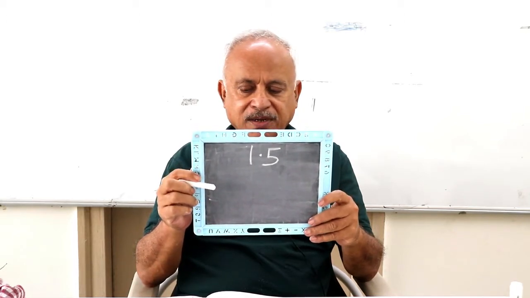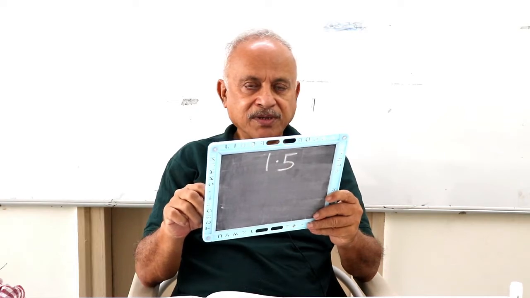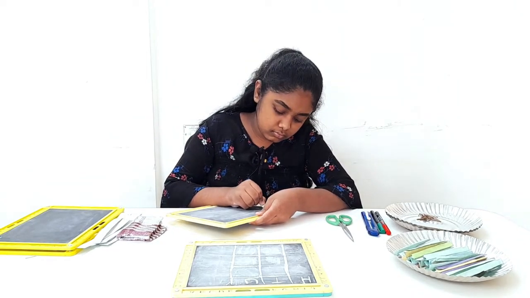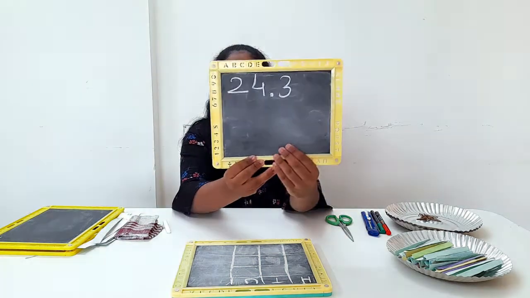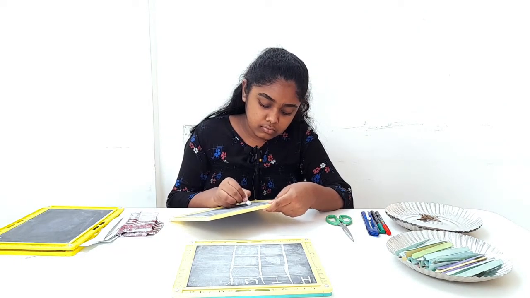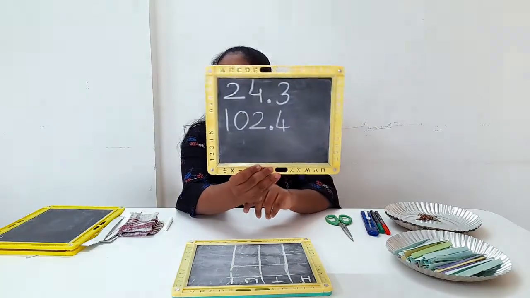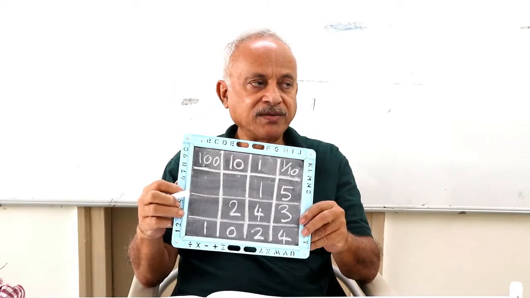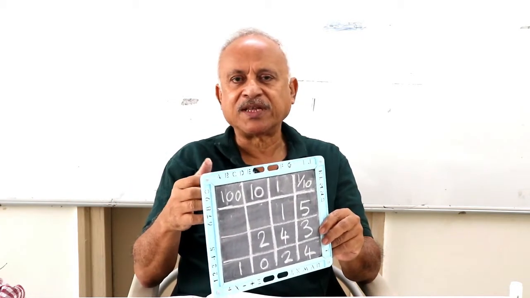So now Gyan Jyoti, take a fresh slate. I am showing you a number written in the houses. You have to write the number using the decimal point. So write this number here. That's right. And the next number, that's correct. How will you read the numbers that you have written? 24.3. And the next one? 102.5. 102.4. Right?